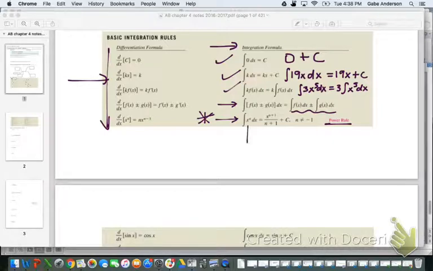If we are doing the integral or the antiderivative of x to the n, what we do is we add 1 to the exponent and then we divide by the new exponent. This is exactly the opposite of the derivative power rule. Hopefully it makes sense that that would be the opposite, since the antiderivative is the opposite of the derivative. Now let's take a look at the second set of integration rules.